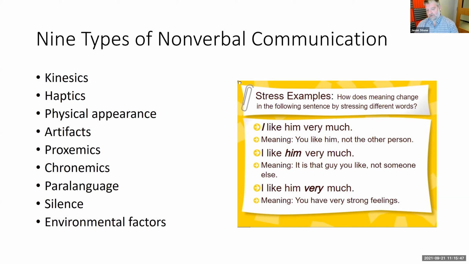I like him very much. It could mean that you like him, but not that other person. It could also mean that you like him, but he doesn't like you. I like him very much, meaning I like that particular person, not someone else. I like him very much, and that communicates that you have strong feelings about him. So you have all sorts of different meanings depending on the paralanguage in the sentence. And if you've ever slept on the couch, it wasn't what you said, it was how you said it. So that's paralanguage.